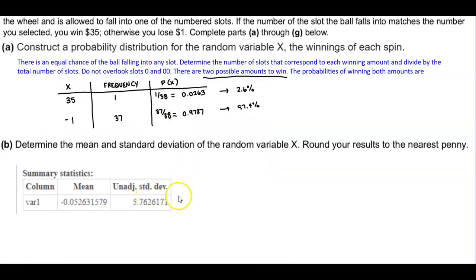Okay, so now that we've done that, we know that we have our mean, which is negative 0.05 rounded to 2 decimal places, and then our standard deviation rounded to 2 decimal places is going to be 5.76.